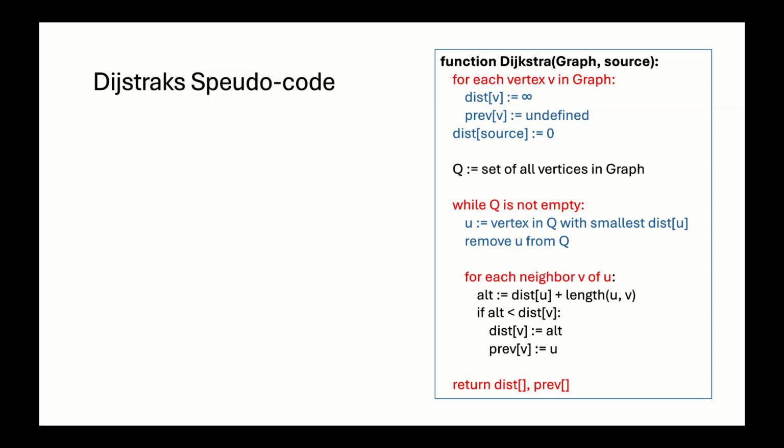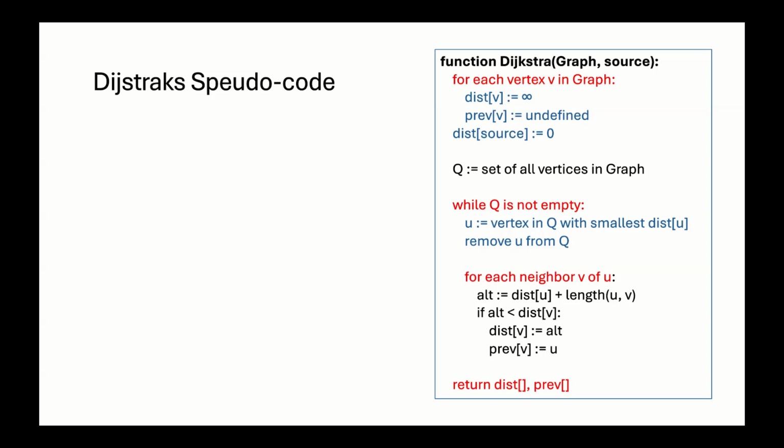Let's take a look at the pseudocode. The principal sections of the algorithm are highlighted in red. First, we initialize our distances with a for loop. We set all distances to infinity except the source, which is 0, and set the prev array as undefined for each vertex to track paths later. The prev array will track for each vertex its predecessor vertex in the shortest path.